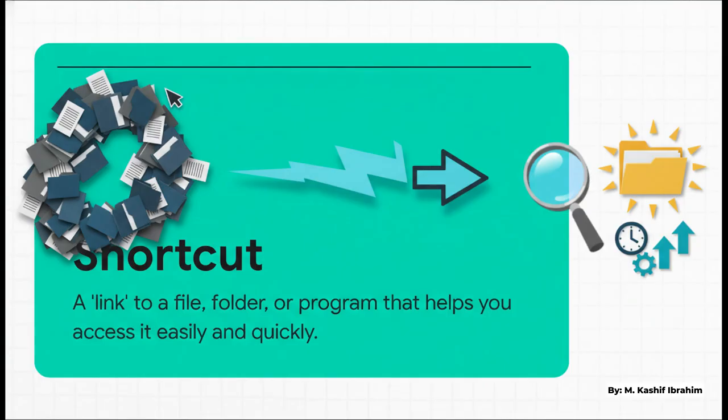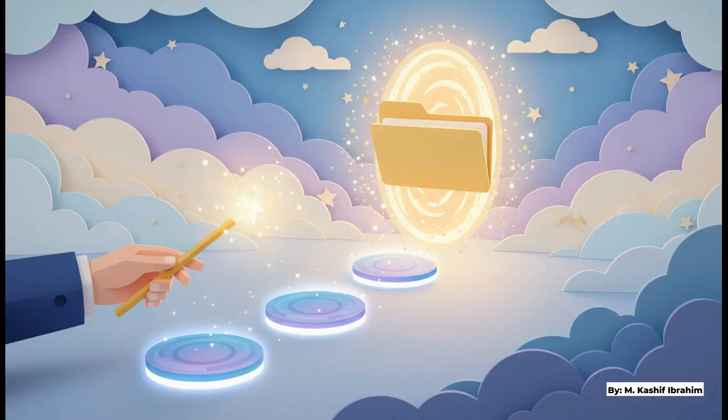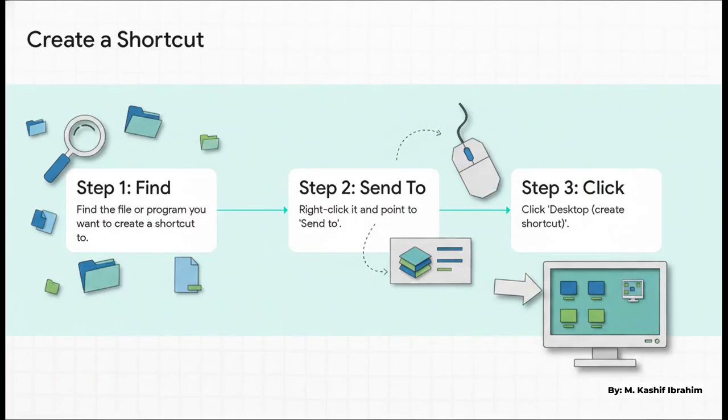Just think about it for a second. Instead of clicking and clicking and clicking through a bunch of folders every single time, a shortcut sitting right there on your desktop lets you open things with just one magical double click. It is so much faster. Okay, so you're probably wondering, how do I make one of these awesome magic doorways? Well, guess what? It's actually super easy. I'm going to show you the 3 simple steps to create your own shortcut right now. Seriously, casting this spell is as easy as 1, 2, 3.